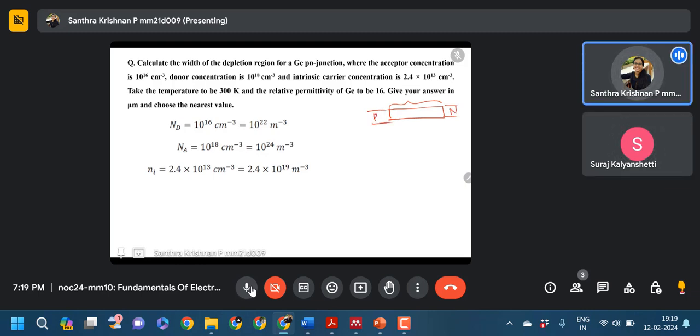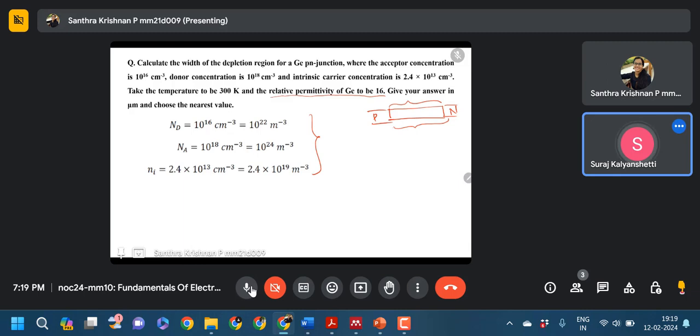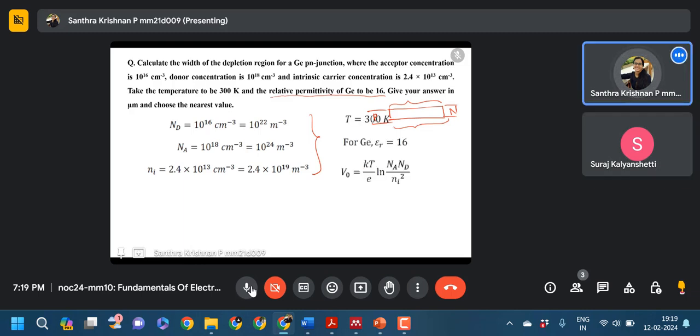Here too we'll have to use the acceptor concentration, donor concentration, intrinsic carrier concentration, and temperature, which are given. Additionally, the relative permittivity or epsilon is also given. So an equation that involves all of these would be used to find the width of the PN junction. Can you check in the same chapter, you'll find the equation for width. W0 is equal to WP plus WN, and the expansion for each of these will also be there.